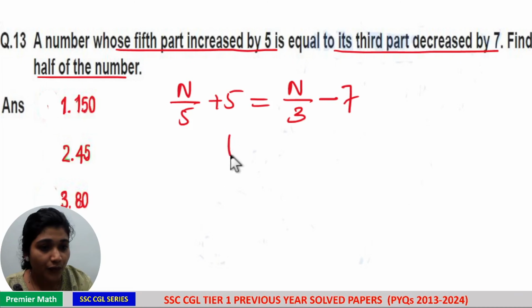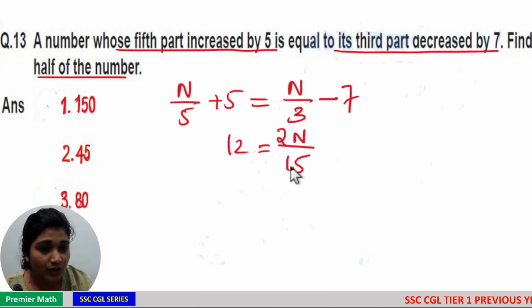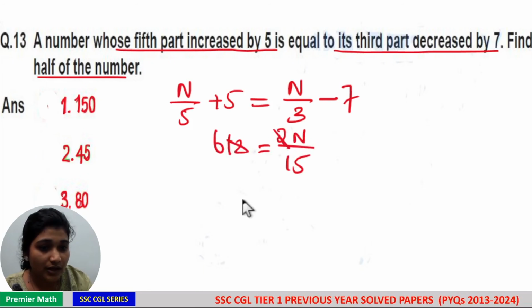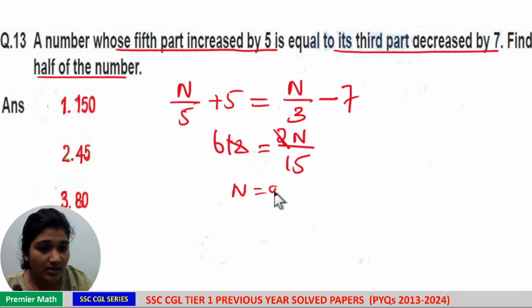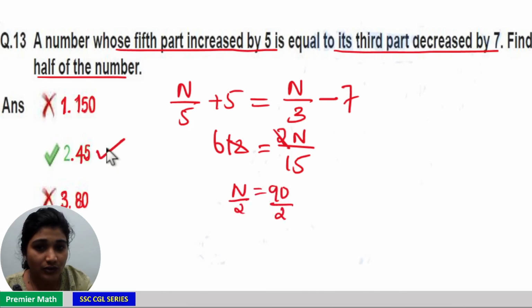Now 5 plus 7 is 12, which is equal to the difference between n by 3 and n by 5. Now the LCM of 5 and 3 is 15 and the difference between 5 and 3 is 2. So 2n by 15 is equal to 12, which means 2 goes 6 times in 12. So n is equal to 15 into 6, that is 90. Then half of the number is equal to 90 by 2, 45. Option 2 is your answer.